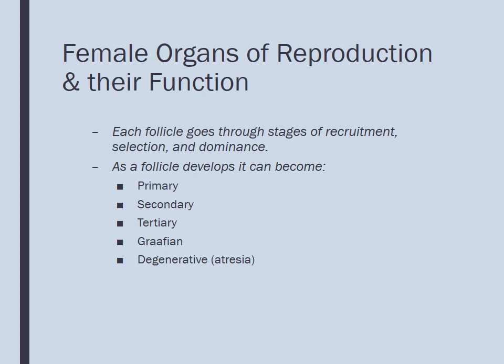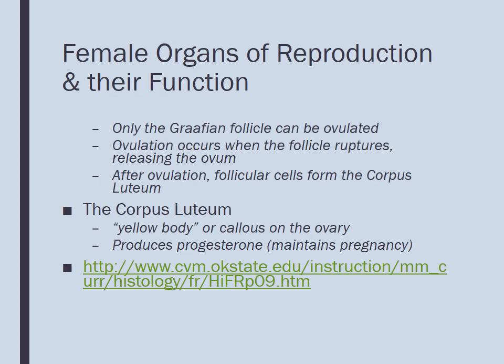Then that follicle will go through a degenerative phase, what we scientifically call atresia. Whether at the site it was ovulated from, or if it never gets ovulated because the animal's pregnant, you'll have a degenerative phase where that follicle will be absorbed back into the ovary. Again, only the Graafian follicle is ovulated, and when ovulation occurs, the follicle ruptures and releases the egg into the infundibulum and down to the fallopian tubes, where we hopefully get fertilization.